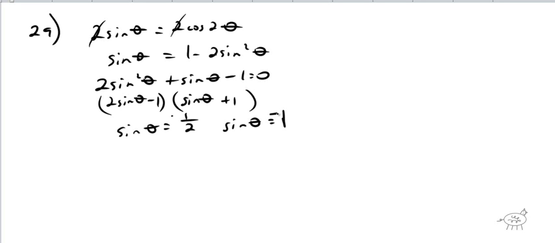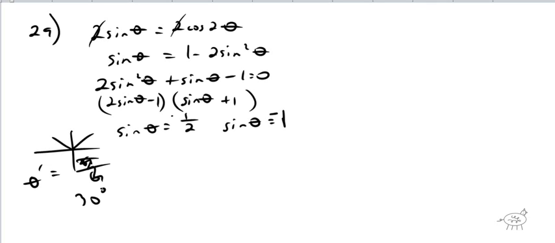Okay, so of course sine is positive here and here. The reference angle for 1/2 is pi over 6, which is 30 degrees. So if they want it in degrees, 30 degrees.